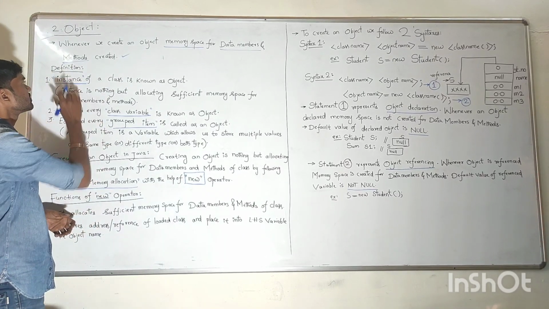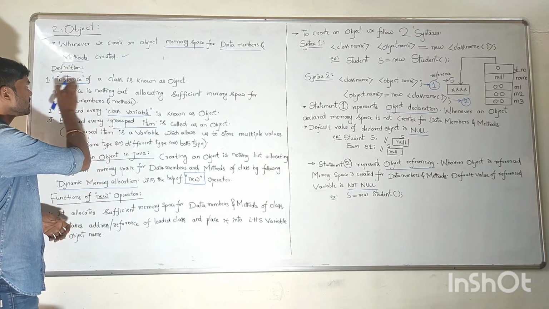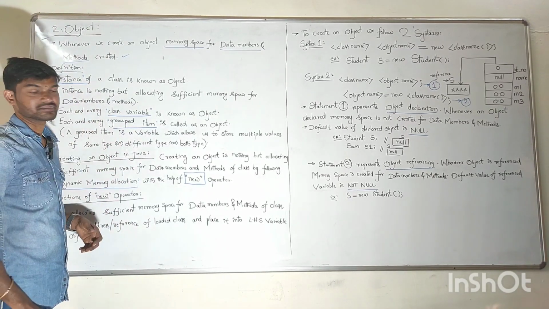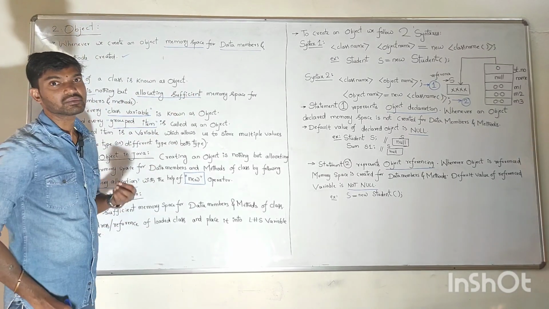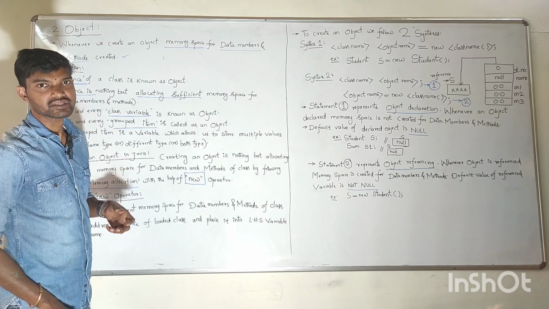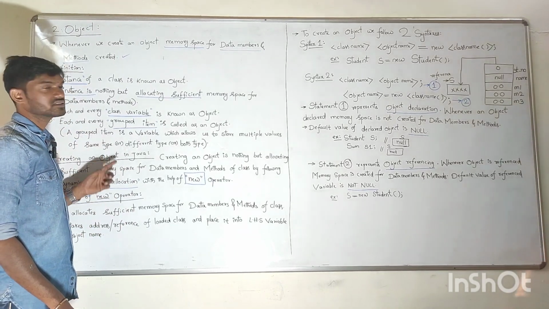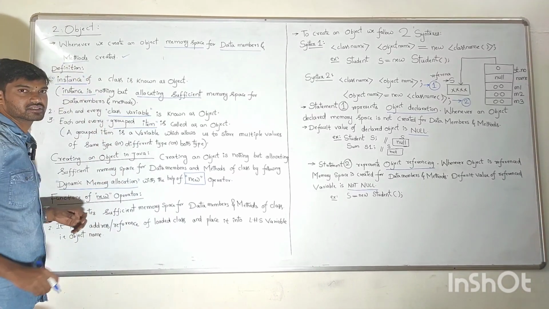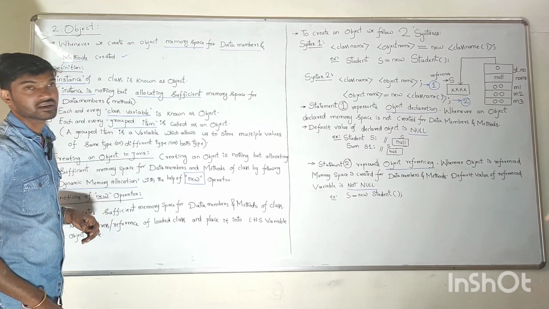The first definition is: instance of a class is known as an object. So, what does an instance mean? Instance is nothing but allocating a suitable or sufficient amount of memory space for data members and methods of a class. So, this is the fundamental basic definition of an object.